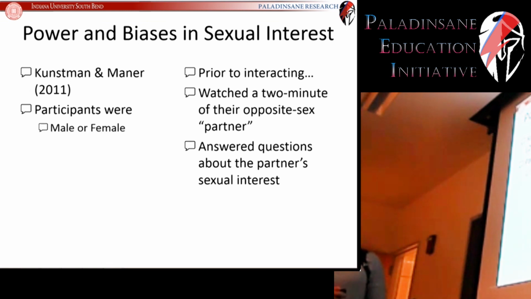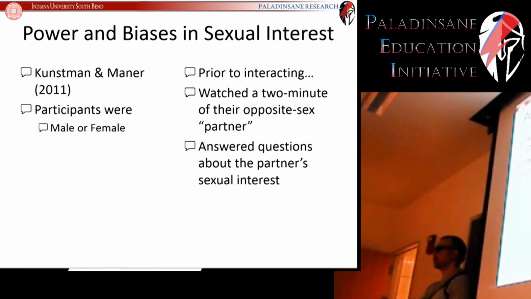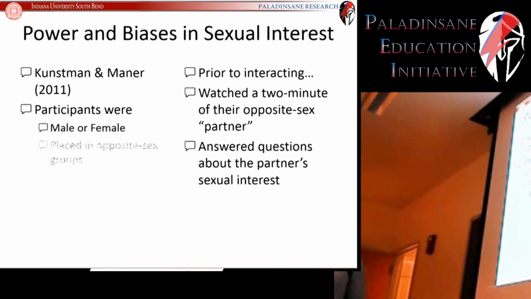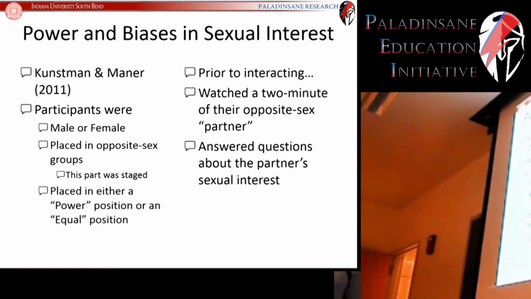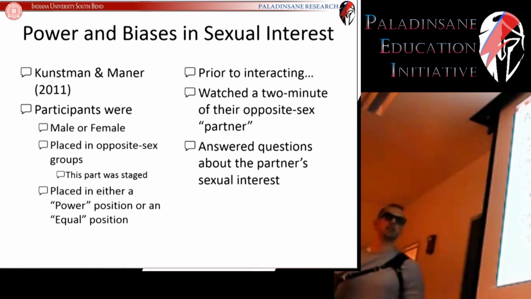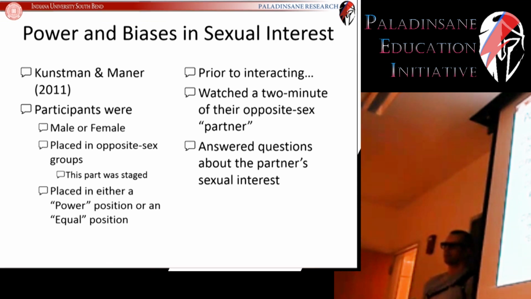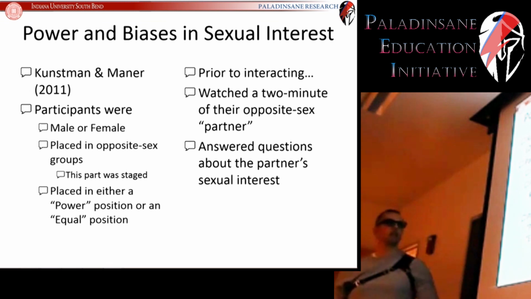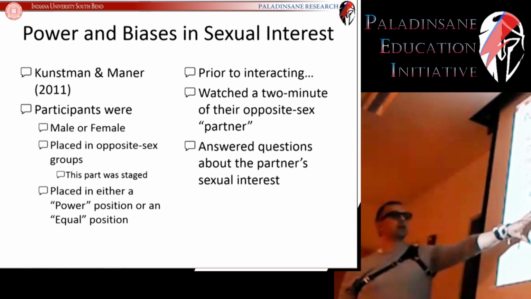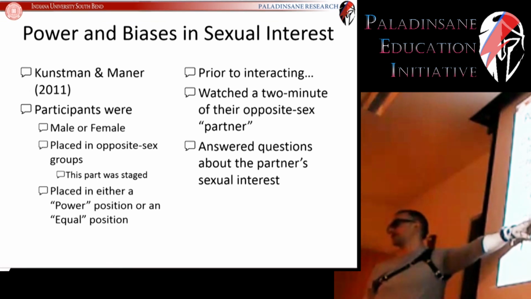So the participants in this study, the ones watching the video, were either male or female. So we had males watching females on the 2-minute video. We had females watching males on a 2-minute video as well. So that was the first variable, male versus female. And the second variable was that these subjects were placed into either a power situation or an equality situation. And the way that they did this was that this experiment was for course credit.